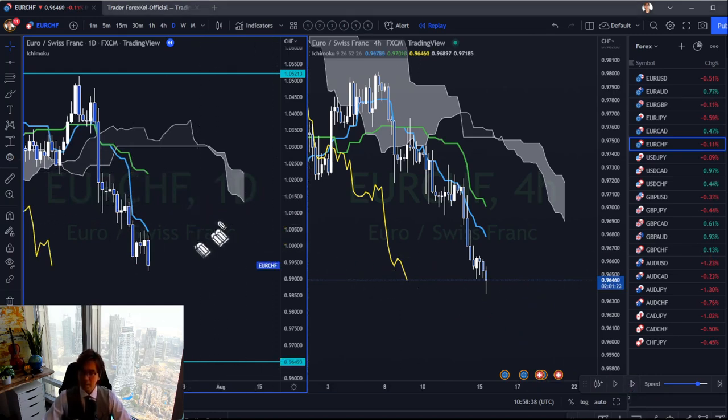On the next day, you see Kijun Sen is pointing down. Kumo is also pointing down, both Senko span B down, A down. So this is a good setup to look for, go down to the lower time frames, 1 hour 30, to confirm this downtrend. So I hope you get this idea first. This is the basics of my strategy.